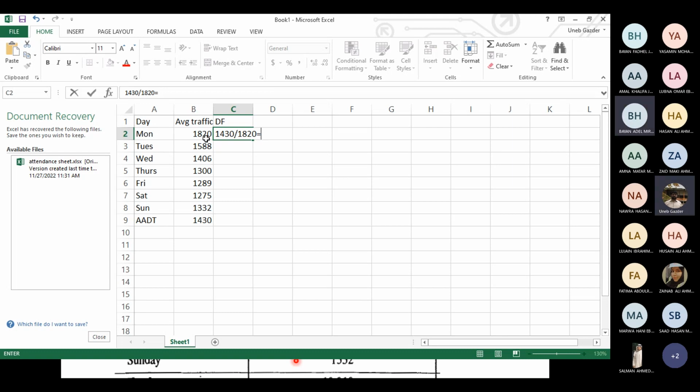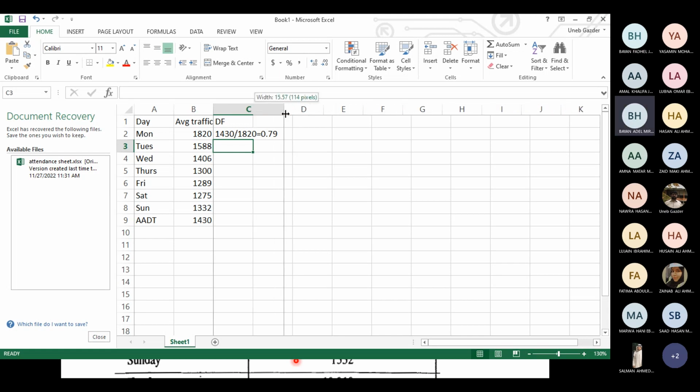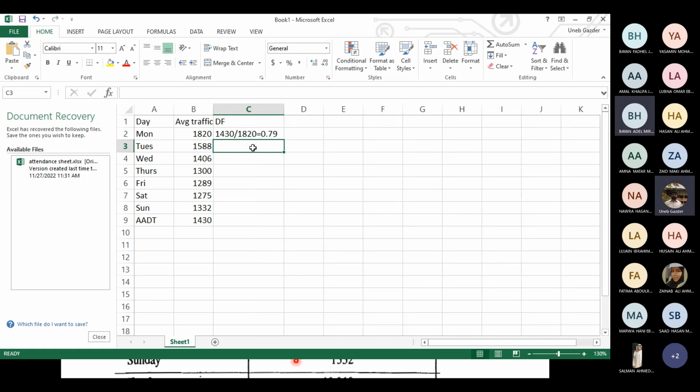0.79. 0.79? Okay. 0.90. Okay, so then you do the same thing for the other points as well.